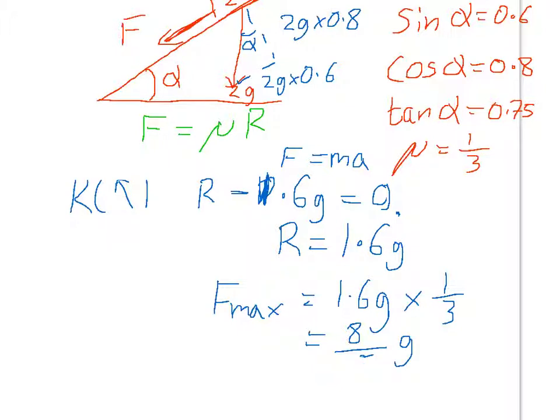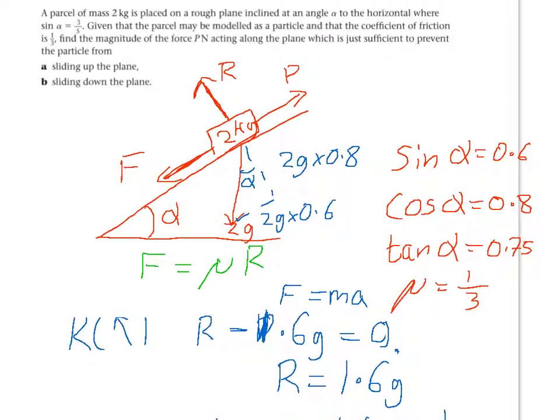8/15 G. Let's rewrite that for you. Okay. Now, as we're trying to find the force that is going to just prevent it from sliding up the plane, it means we're going to be talking about the friction max. Now we know what the friction max is, we can find the force in this direction up the plane, and then we can solve it to find out what the P is going to be.